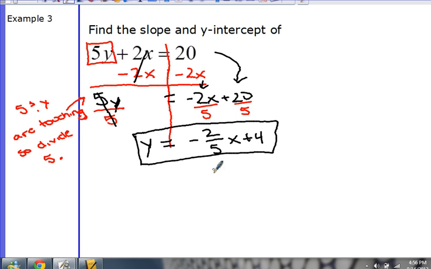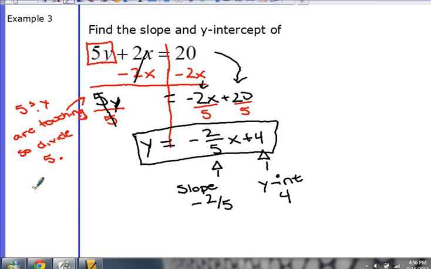And we're going to label a couple things, alright? So remember that slope is negative 2 over 5. And then the y-intercept is positive 4. And that concludes today's lesson.